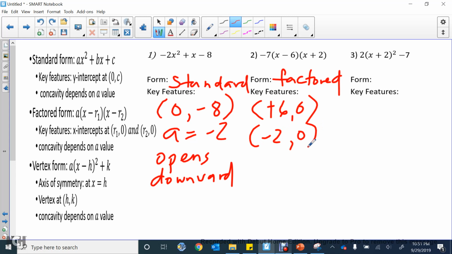So take note that when you're getting the values of the x-intercepts, the sign will become the opposite. From negative 6, it will become positive 6, and from positive 2, it will become negative 2, paired with 0 because it is located on the x-axis. And then our concavity, our a value is negative 7, so this also opens downward.